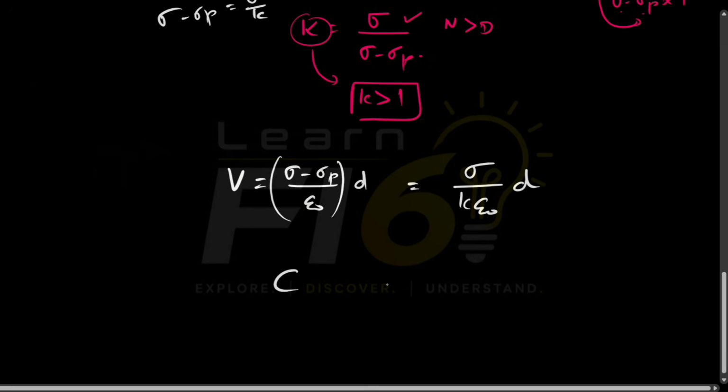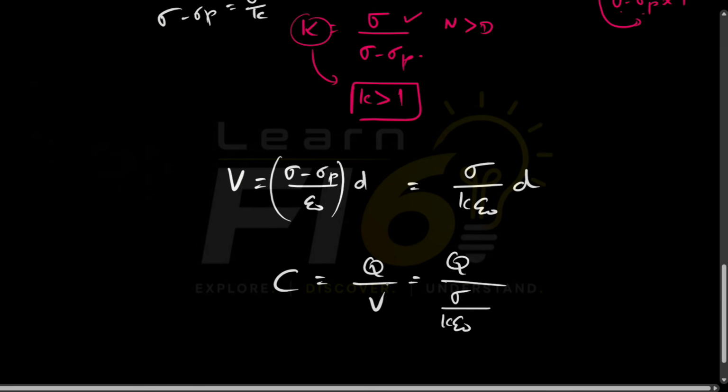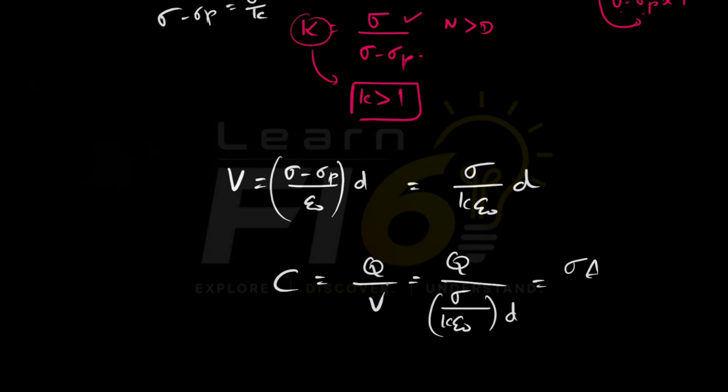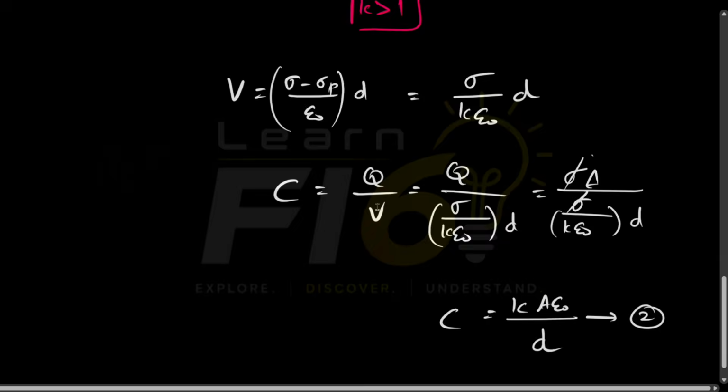The capacitance between the two plates is given by q by v. Q, you can keep as it is. For v, we should replace sigma by k epsilon naught times d. We know that q can be replaced with sigma times A, so we will be left with sigma A divided by sigma by k epsilon naught times d. Sigma and sigma will get cancelled. We will be left with k times A epsilon naught divided by d. This is the new C value after the dielectric is inserted between the plates. We can take this as equation 2.